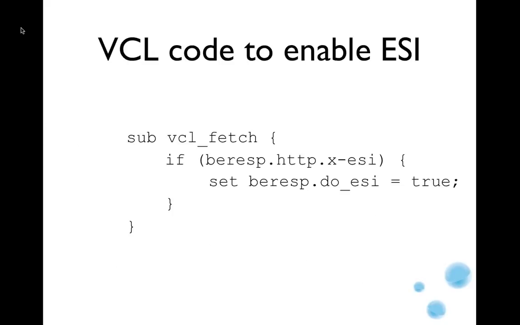Now, enabling ESI in Varnish is quite simple. It happens in VCL fetch, which is executed after the headers are fetched from the backend, which means that you can, for instance, have the backend indicate through an HTTP response header that Edge Side Include processing is to be run on this object. And then basically you set bresp.do_ESI to true, and Varnish will go through that document looking for Edge Side Includes to process.